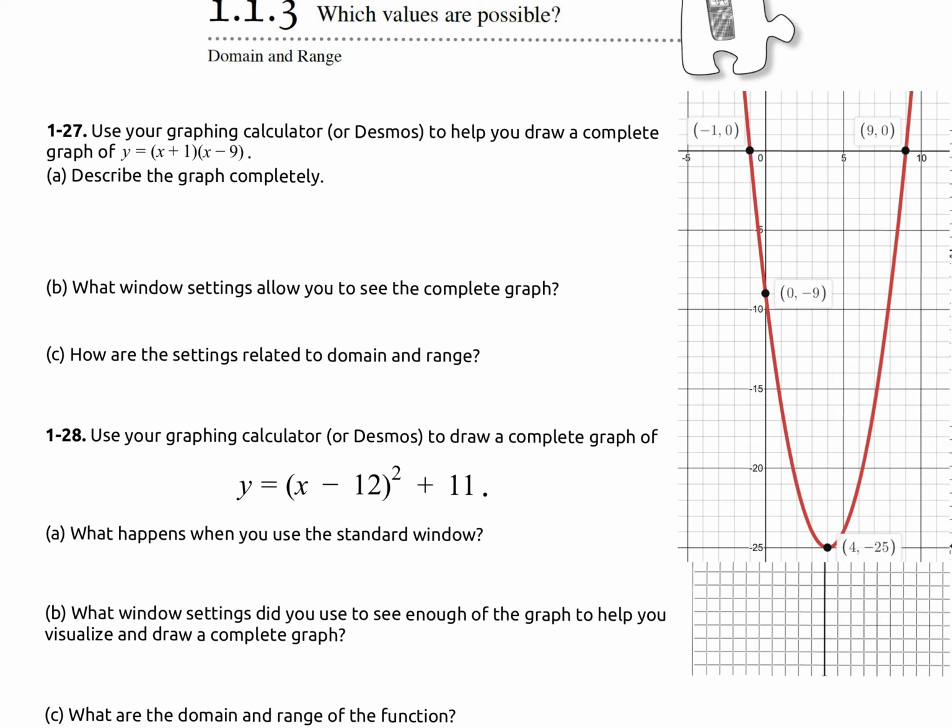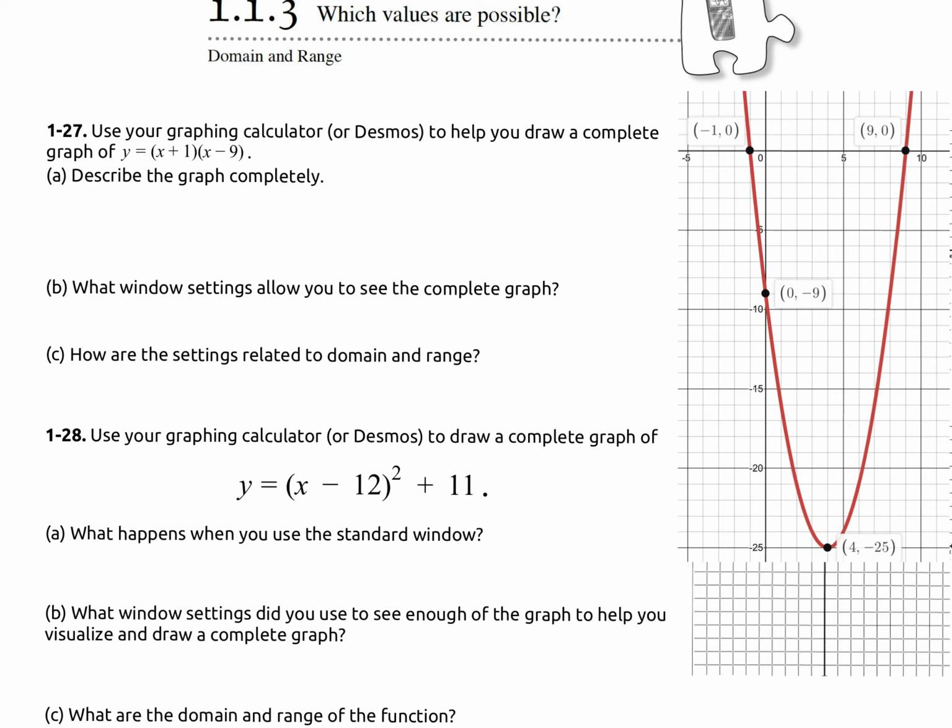All right, so I used Desmos to graph our function, and you can see it to the right, and you'll see that there are certain points that have been labeled for you. You've got your x-intercepts at (-1, 0) and (9, 0), your y-intercept at (0, -9), and the lowest point in the graph, or the vertex of the parabola, at (4, -25).